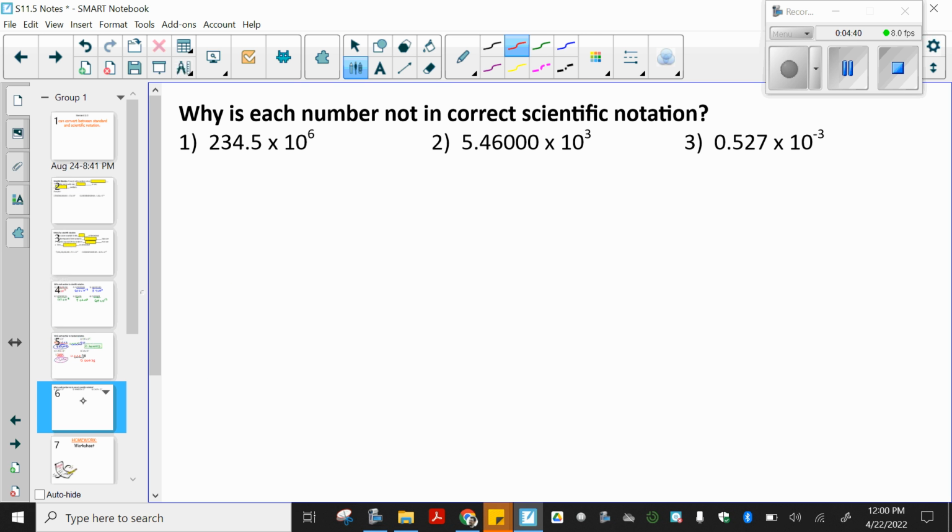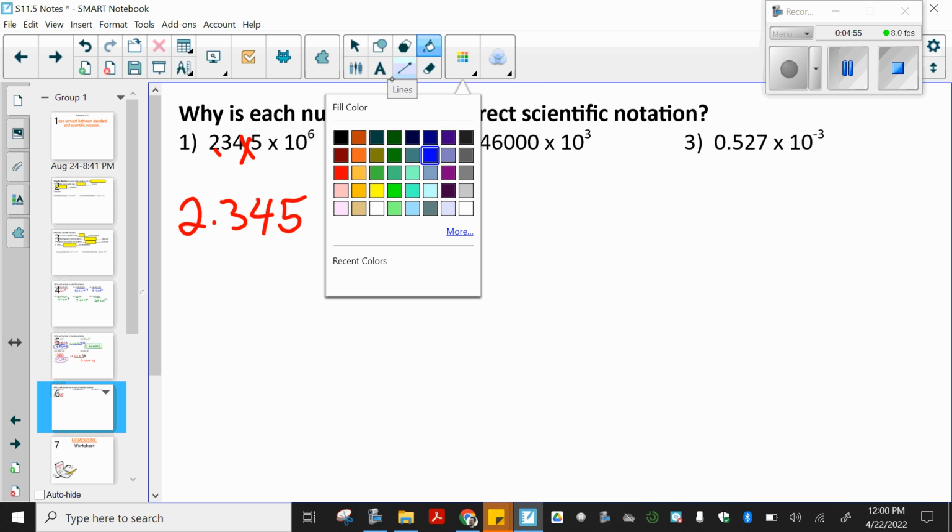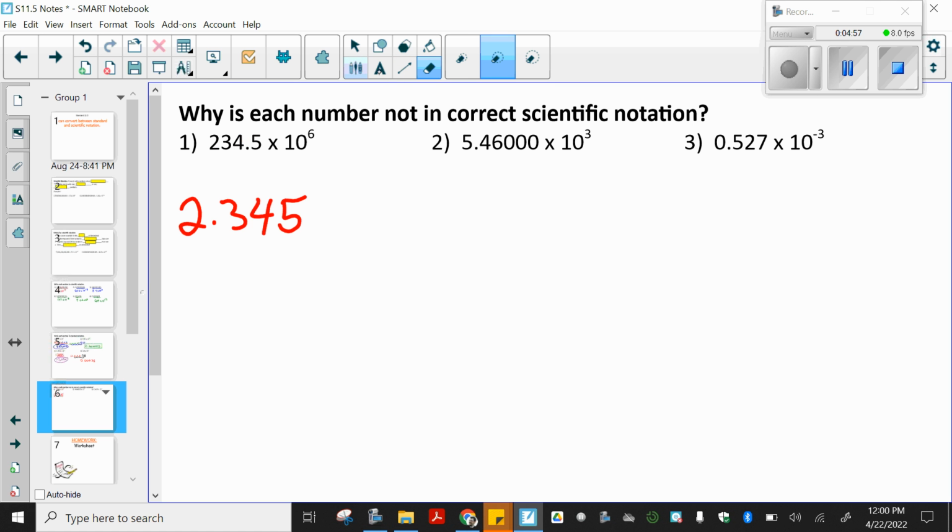Let's check these three. We're going to have to figure out why these aren't right. Question 1, this is not right because that decimal should not be here. It should be back here. So correct would be 2.345. And in order to get that there, we have to move it 2 more spots, 1, 2, to the left, so I'm going to change my number from 6 to 8.